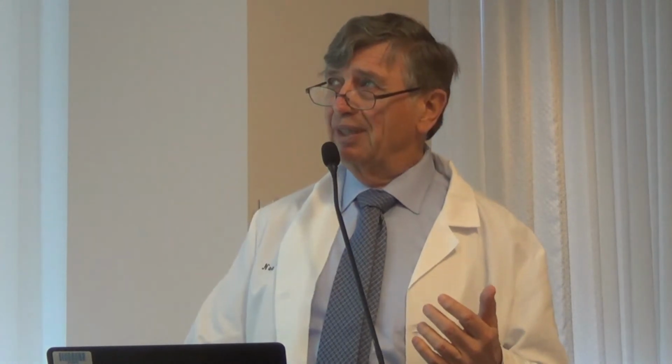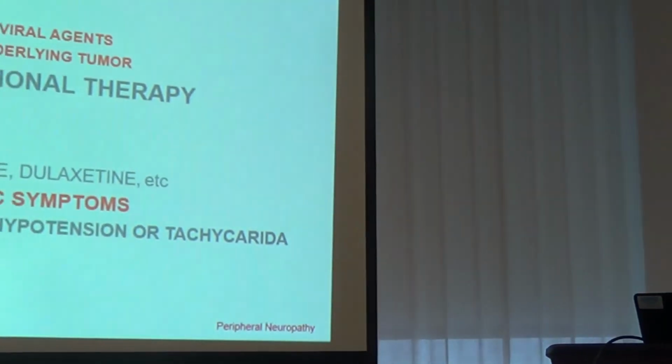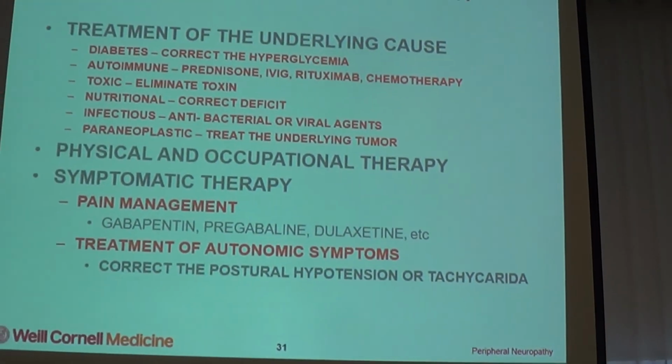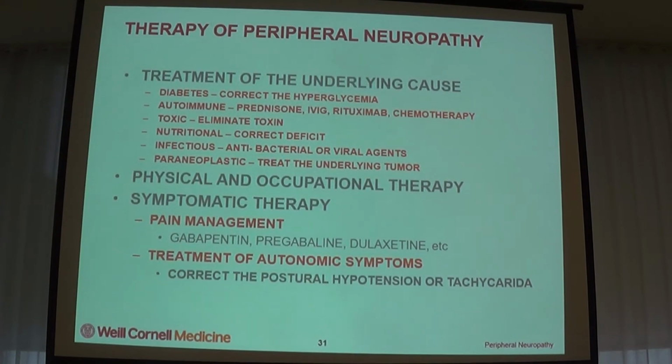For the autoimmune neuropathies, prednisone is a strong anti-inflammatory agent, but it has lots of side effects long term, so we don't like to use it. Intravenous gamma globulins work for some autoimmune neuropathies, and other patients are treated with rituximab, which is an anti-lymphocyte B-cell reagent, or chemotherapy, and there's a long list of chemotherapy agents we use for things like vasculitis or other immunological syndromes. If it's a toxic neuropathy, you eliminate the toxin. Same thing with nutritional neuropathies, you correct it.